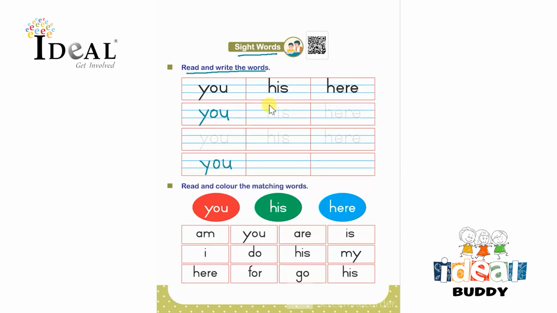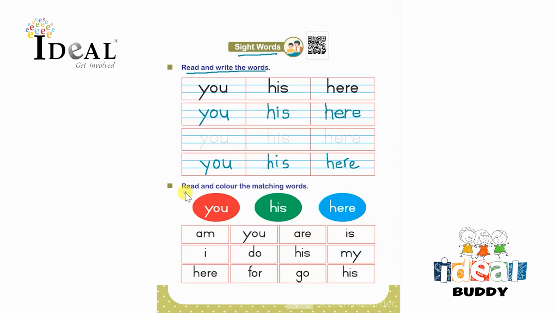The next word is his. So they have to first of all read it and then trace it and then write it again on their own. The last word is here. So they will be first tracing the word. Again they will trace the word over here and then they have to write the same on their own in the space given below.